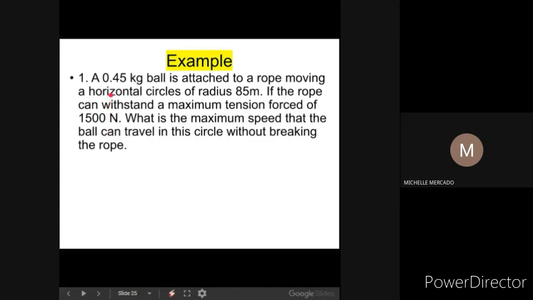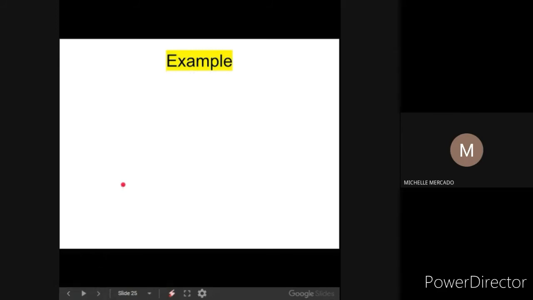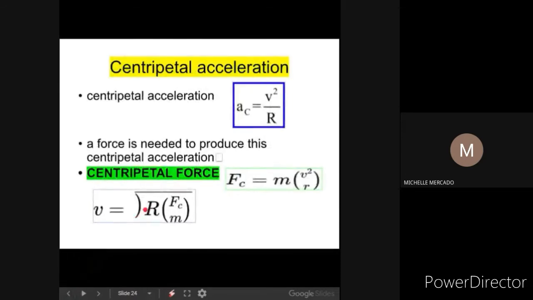First, we're going to identify the given. So, ang given mass po natin is 0.45 kilogram. The given force natin is 1,500 Newton. Then, the given radius is 85 meter. Then the question is, what is the maximum speed that the ball can travel in this circle without breaking the rope? In order to find the speed, of course, we're going to use velocity is equal to square root of radius multiplied by the centripetal force divided by the given mass. By analyzing the problem, ma-identify po natin kung ano yung formula na ating gagamitin.